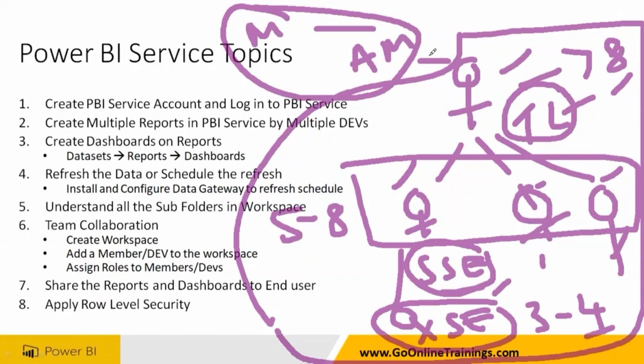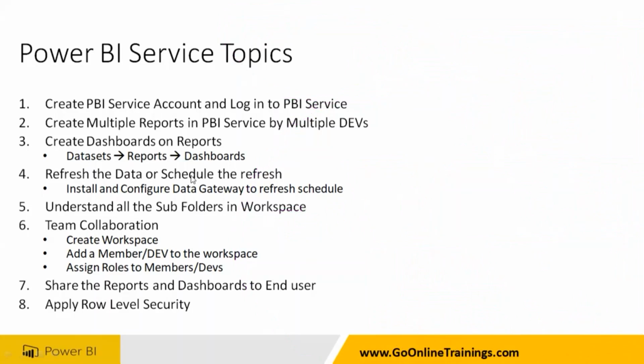So people would ask you about team size. When the team size is bigger, how do you collaborate? At least one or two people work on the data sets, and the remaining people work on the reports. Clear? So create a workspace, add members to the workspace, and assign different roles to the members of the workspace, such as developer. So this is the team collaboration.